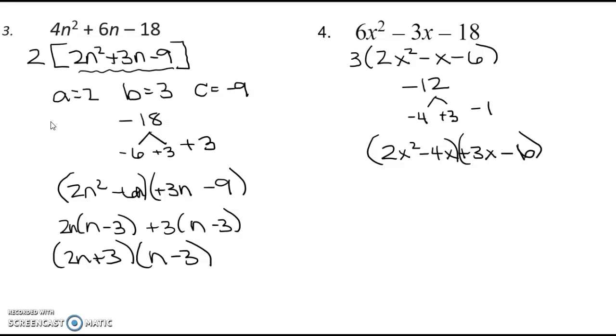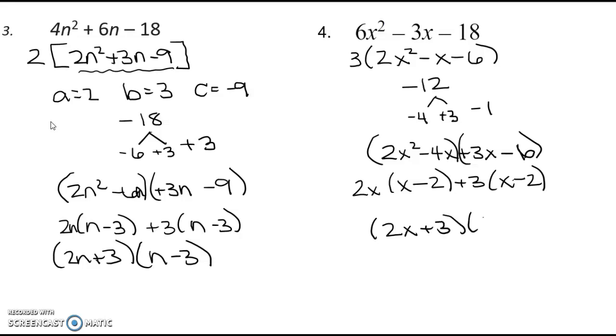What can come out of the first one? A 2x. And I get x minus 2. What can come out of my second one? A positive 3. And I get x minus 2. Am I on the right track? Yes. Okay, so my first one is 2x plus 3, x minus 2.